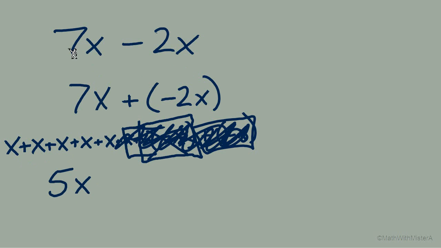So you could look at it as 7 minus 2 equals 5. They both were a sum of x's, so our result is still a number of x's, 5 x's. Or you could see it as 7 plus negative 2.